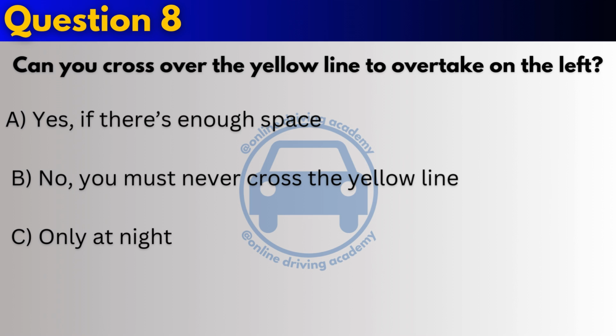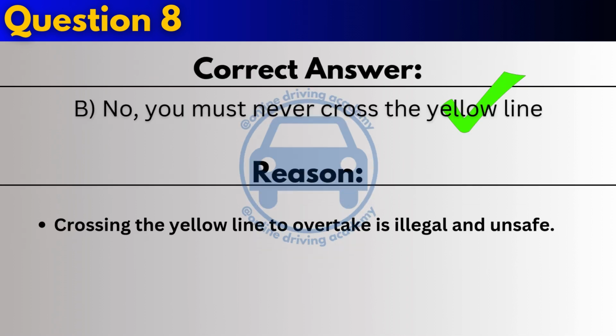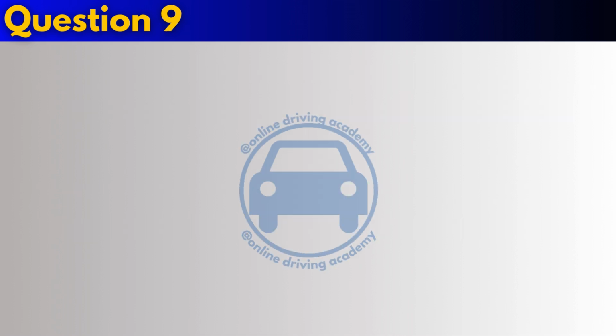With option C, it says only at night. Now, if it's going to be illegal during the day, it's going to be even worse at night, because at night there's going to be reduced visibility. So obviously option C cannot be the correct answer. The only correct answer is going to be option B. No, you must never cross the yellow line. And that's because crossing the yellow line to overtake is illegal and it's unsafe.